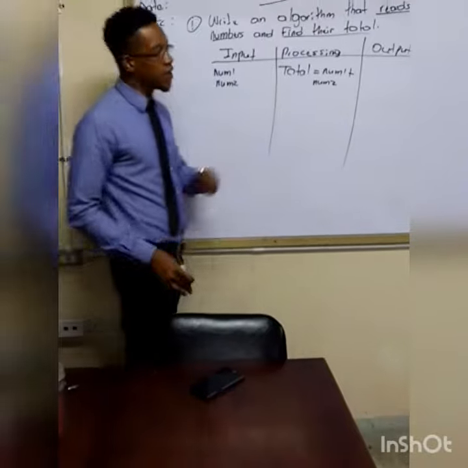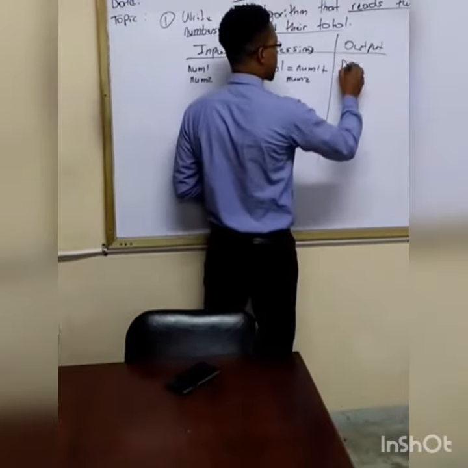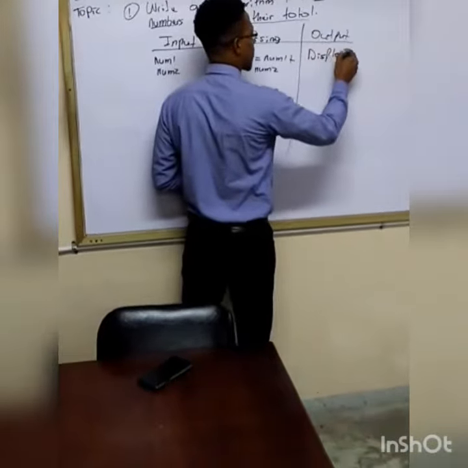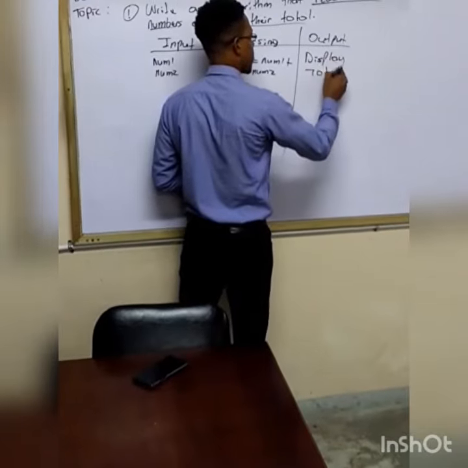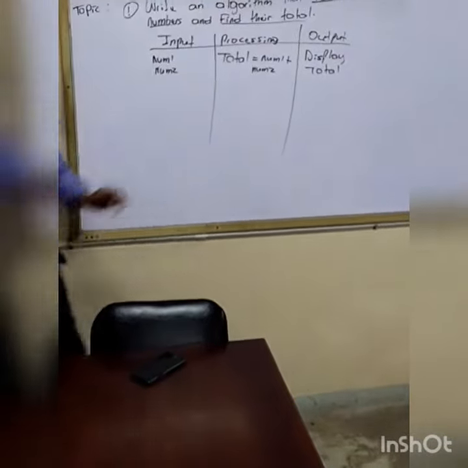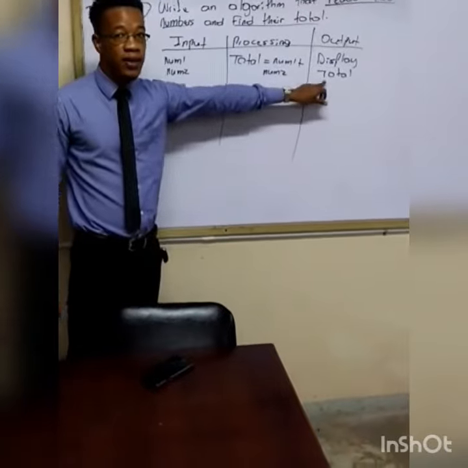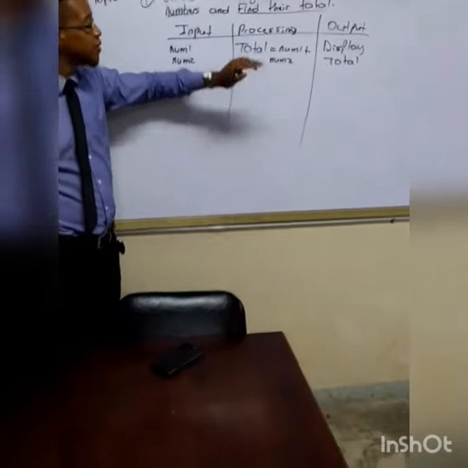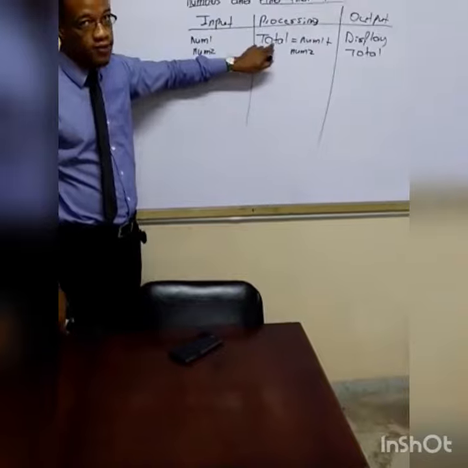So finally, we're going to display the result. Display total. Remember, we display total here because the information is being stored in this variable here.